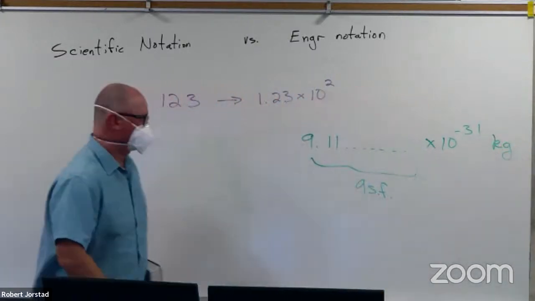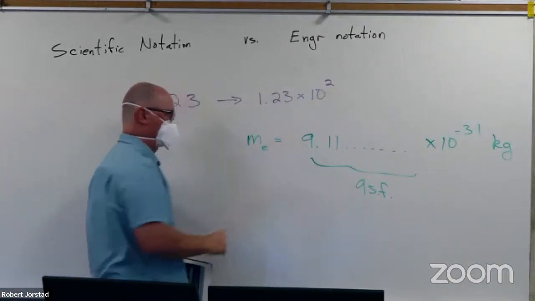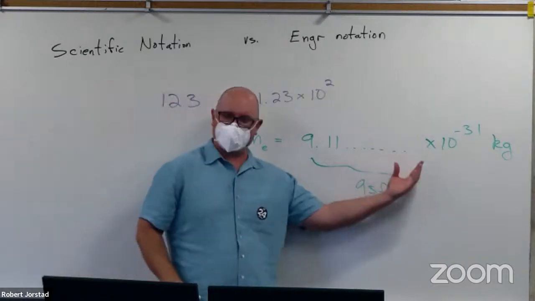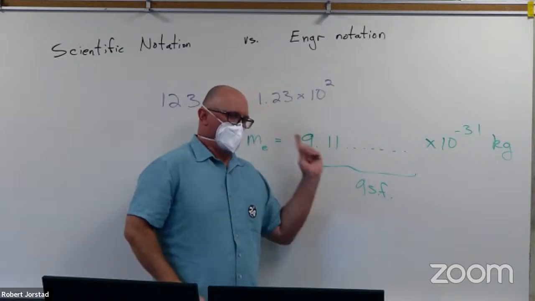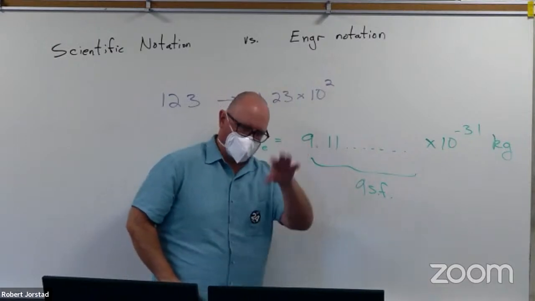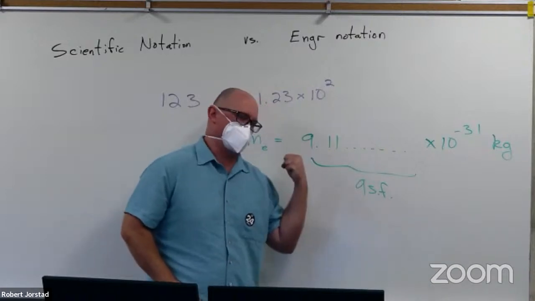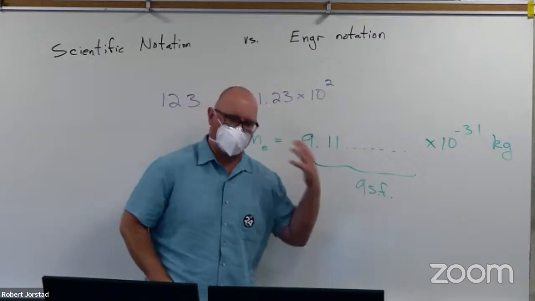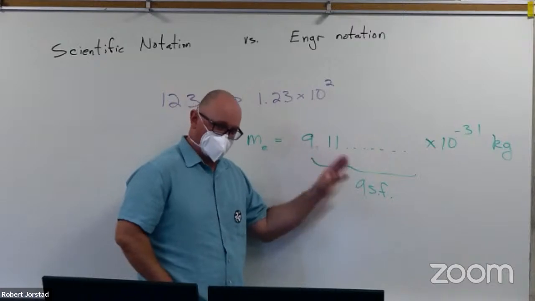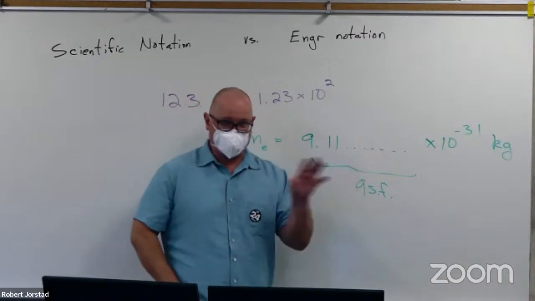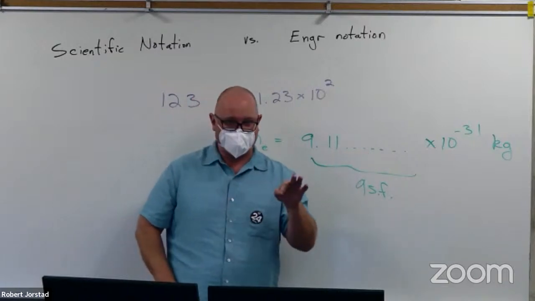So this might be the mass of an electron. You could have 9 sig figs, you could have 10. It's whatever the number dictates. The number of sig figs is not determined by the notation. It's determined by how you measure something, how it was recorded, or how well you know it. When you change notations to engineering or scientific, you should never change the number of sig figs.